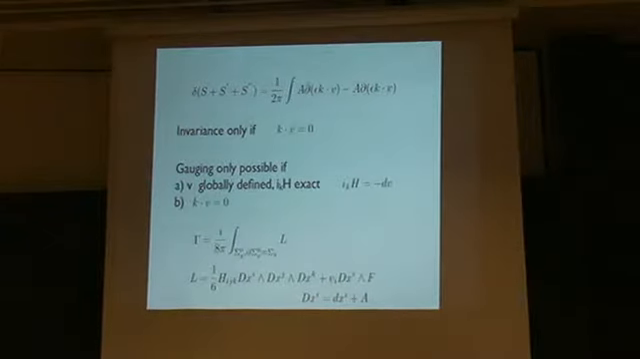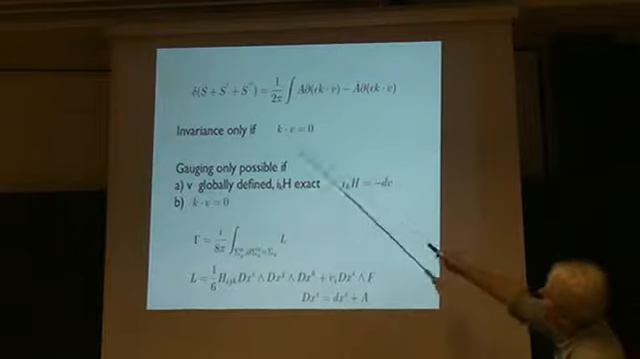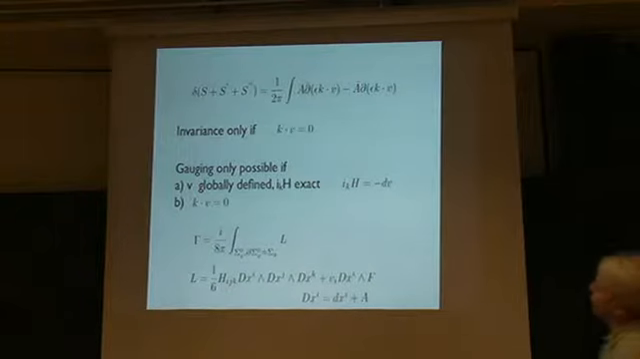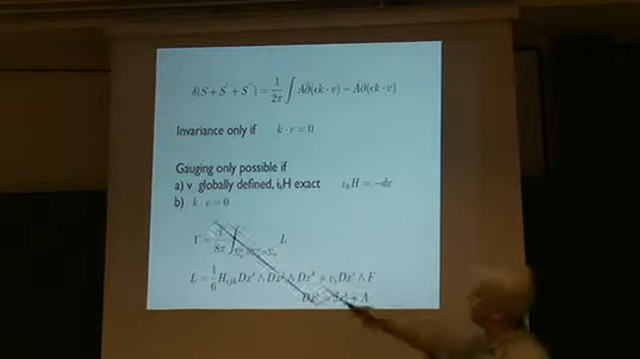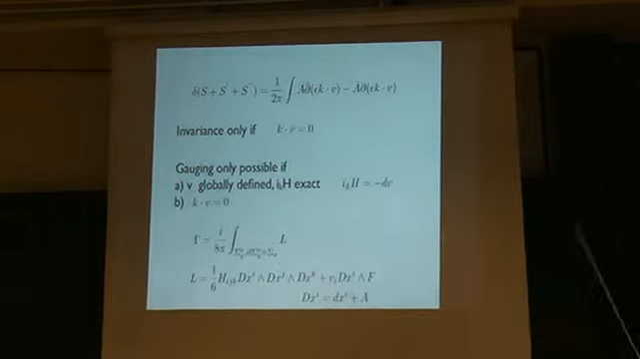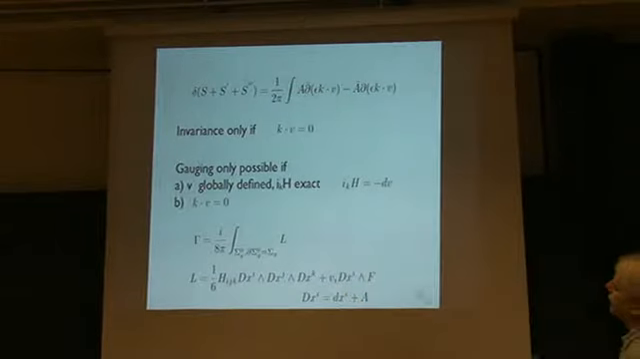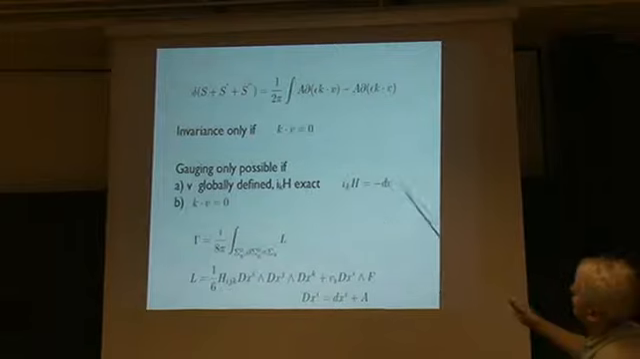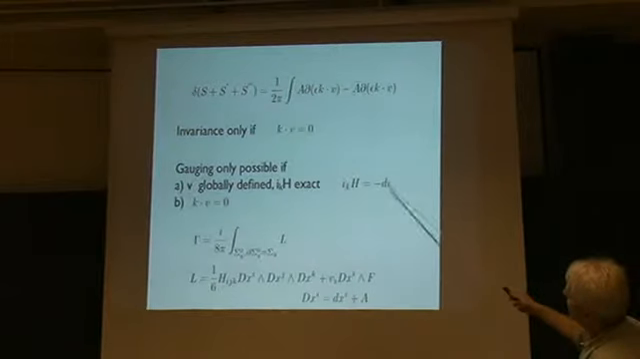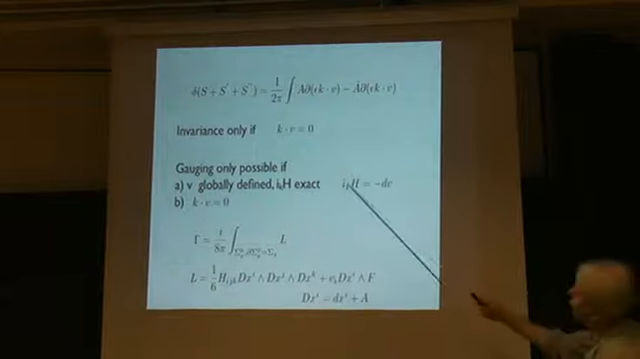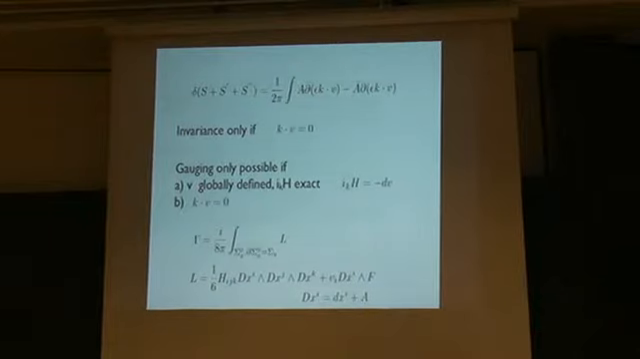And so we see that this is only invariant if k dot v equals 0. So in other words, there's an obstruction to gauging in general. Gauging is only possible if two things are satisfied. First of all, that k dot v equals 0, and secondly, that v is globally defined. We knew that i_k of h is exact, is d of some v, but in general, this v would only be defined locally, and we'd need a globally defined v to write down the gauging.